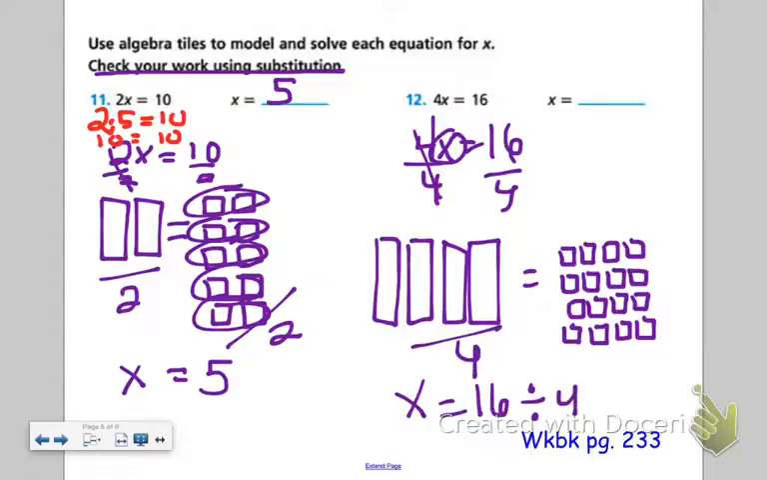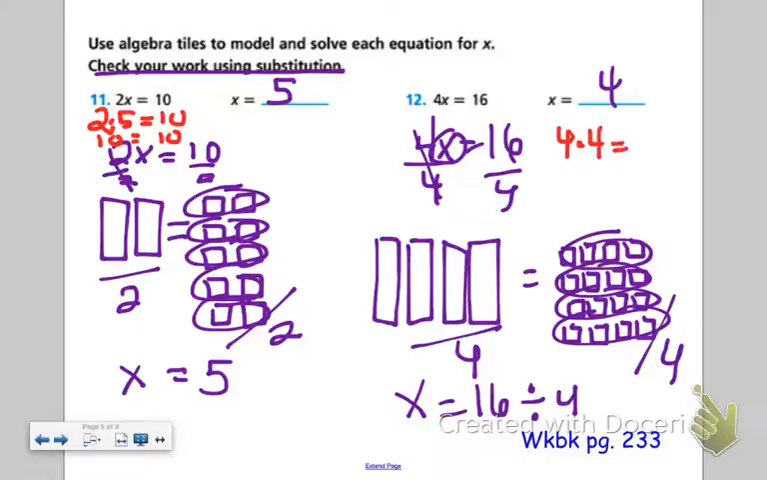So if I divide this side by 4, I'm going to get 1x, and if I divide this side by 4, I'm going to have 4 again. X is equal to 4. Now we can substitute it back in to make sure that we did this right. 4 times 4 gives me 16 on the left, and of course I have 16 on the right. That works out. X must be equal to 4 because 16 is equal to 16.